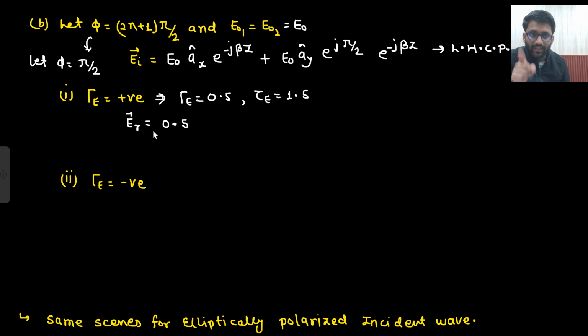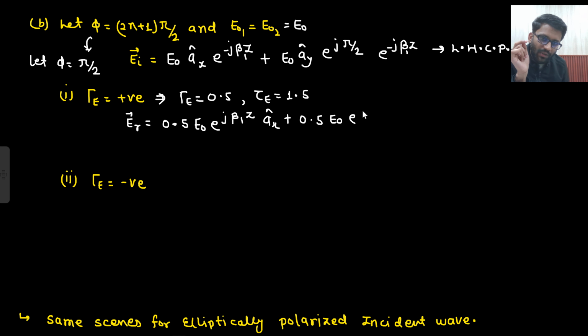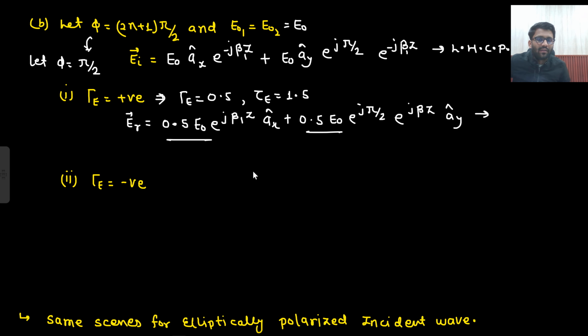So I am writing the reflected wave. So what will be the reflected wave? See it very carefully. That would be E naught e to the power plus j beta 1 z ax cap, plus 0.5 E naught e to the power j pi by 2 e to the power plus j beta 1 z ay cap. What do you think? What kind of polarization is that? Circular polarization, because the phase difference is pi by 2, circularly polarized.